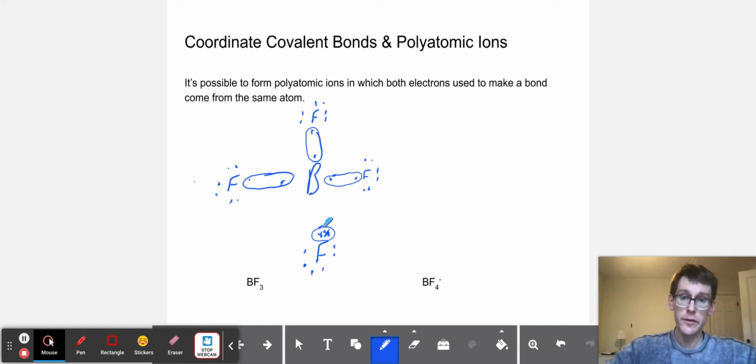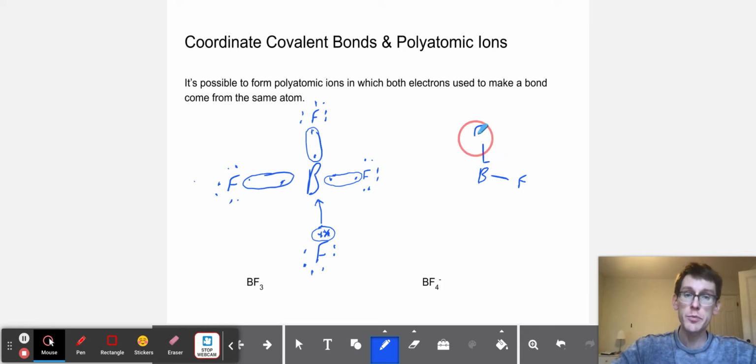So anyway, I circle these two, and what we're going to do is have both of these electrons go to form that bond to the boron. So that's called a coordinate covalent bond, and that just means that instead of it being that boron and fluorine each put 1 electron towards the bond, both bonding electrons came from the same source.